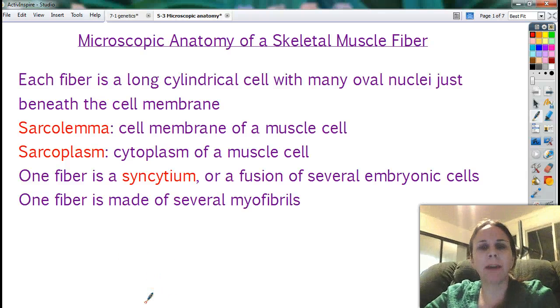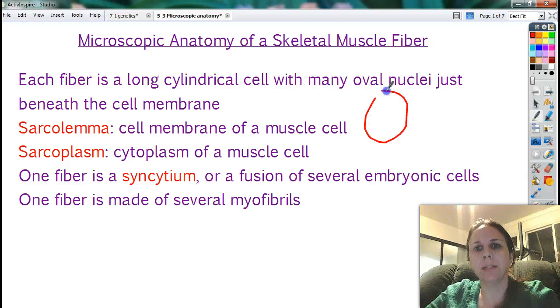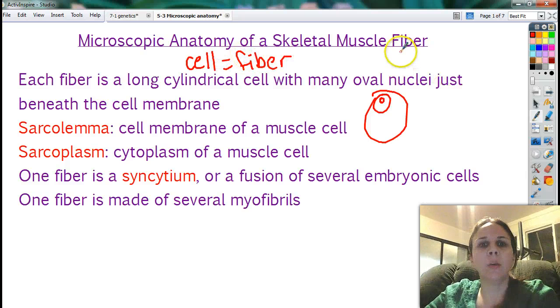5-3 for you guys. Microscopic anatomy of a skeletal muscle fiber. So we talked about how the muscle is made up of bundles which have cells inside. And so inside of the cells, the fibers, remember, cell equals fiber. In this particular case, we're going to take a look at some of the structures inside of the cell.